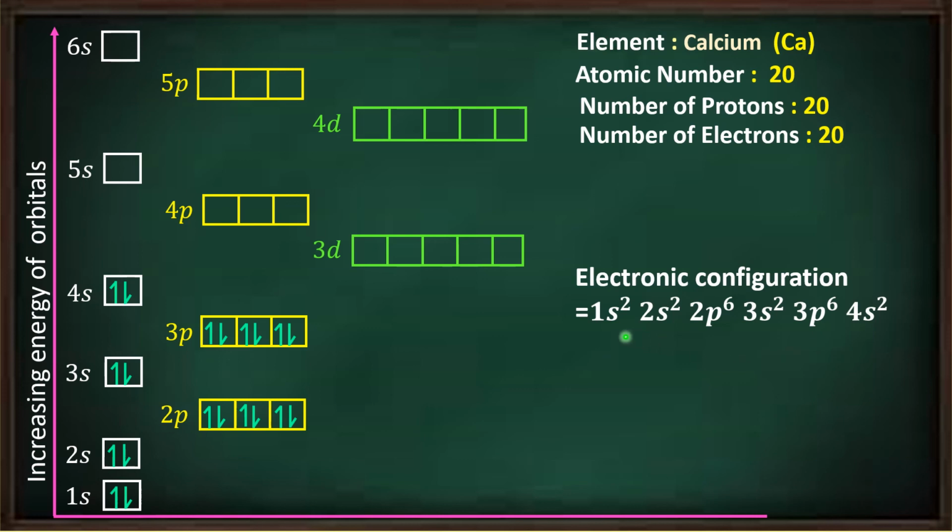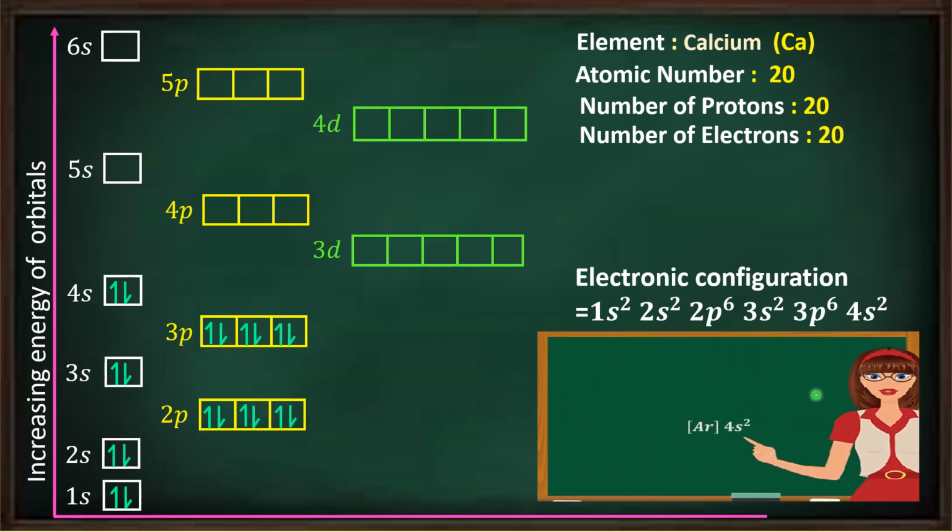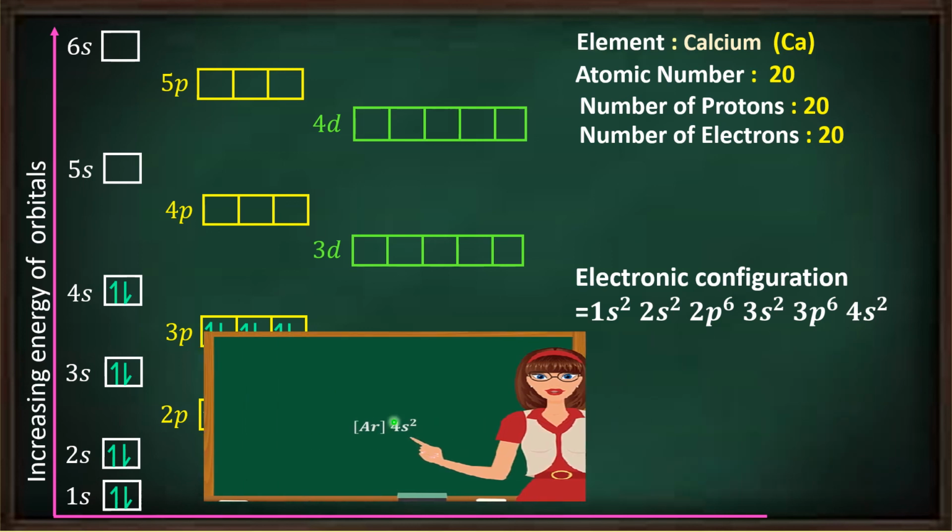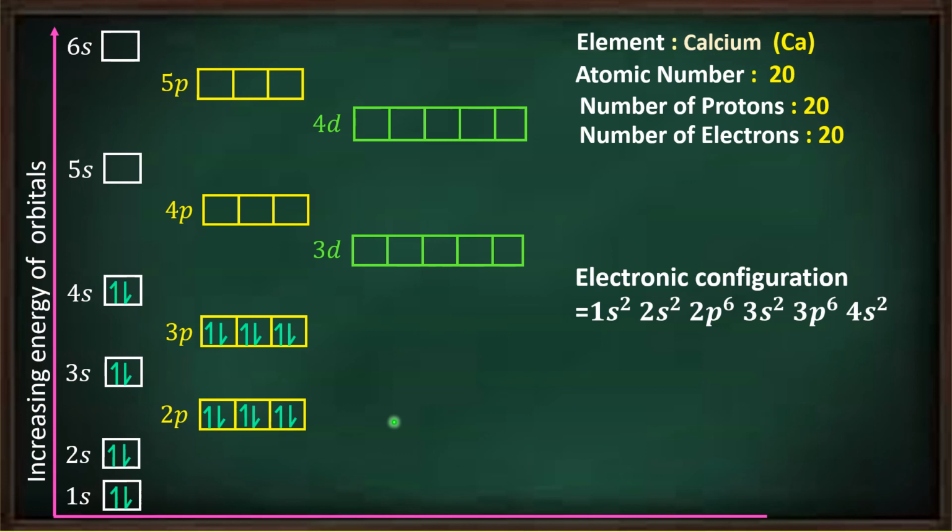Or we can write this electronic configuration in short form as Argon 4s2. Before 4s2 we have argon electronic configuration. So these are the electronic configurations of the first 20 elements in the periodic table.